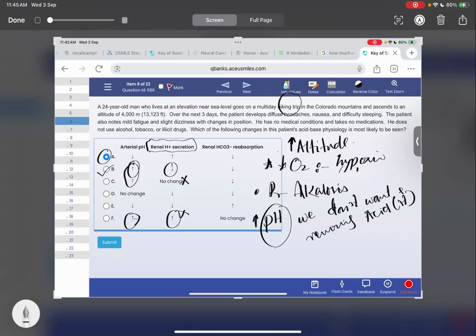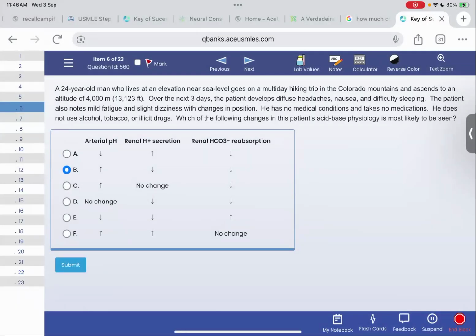So we almost got our answer right. But what about this? Why is bicarbonate decreasing? Simple, already answered. It is compensation. Bicarbonate is basic, so we decrease it for compensation. The kidney is decreasing it. So option B.